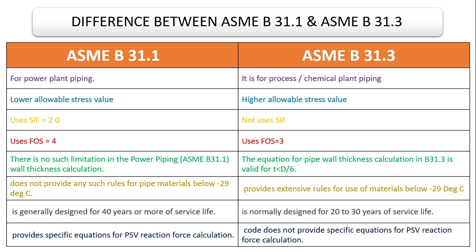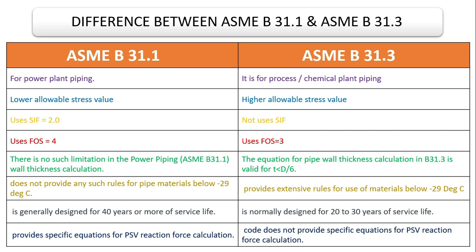So B31.1 is for power plant piping, and B31.3 is for process plant piping. B31.1 has lower allowable stress values, and because of the lower allowable stress values, we get higher thicknesses in our calculation. Higher allowable stress values means it is inverse, so the calculated thicknesses will be lesser compared to B31.1. Now, use of FOS. FOS is the factor of safety. That factor of safety is 4, so that is why the thicknesses that are arrived at are on the higher side.